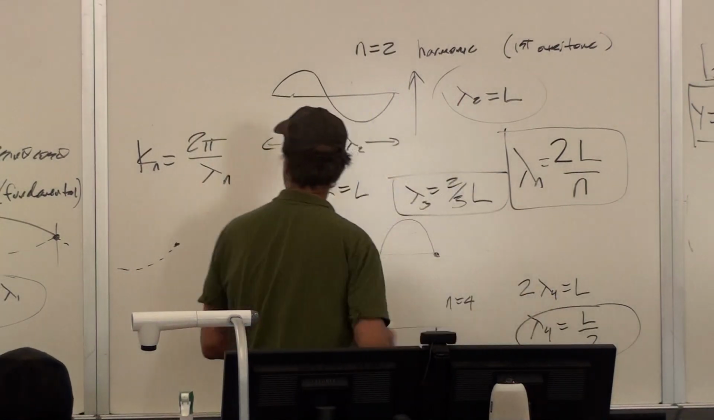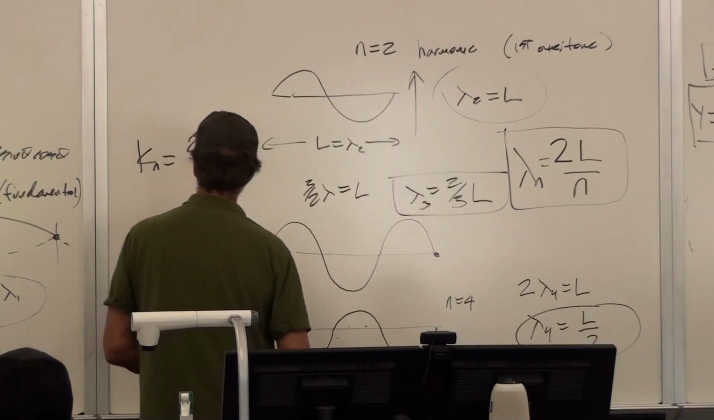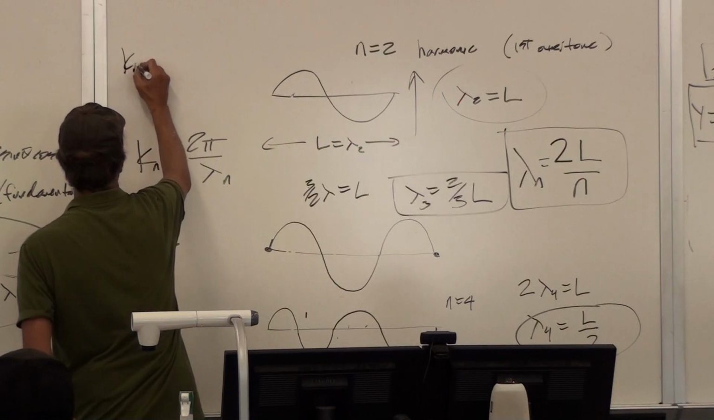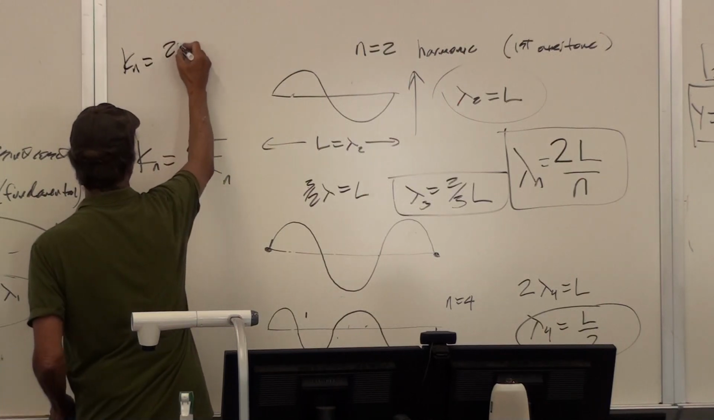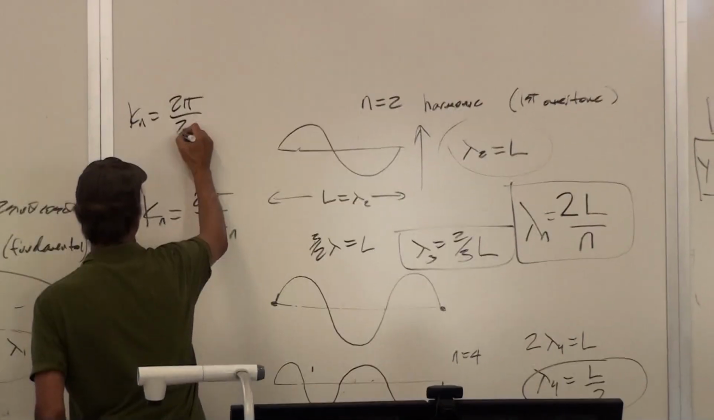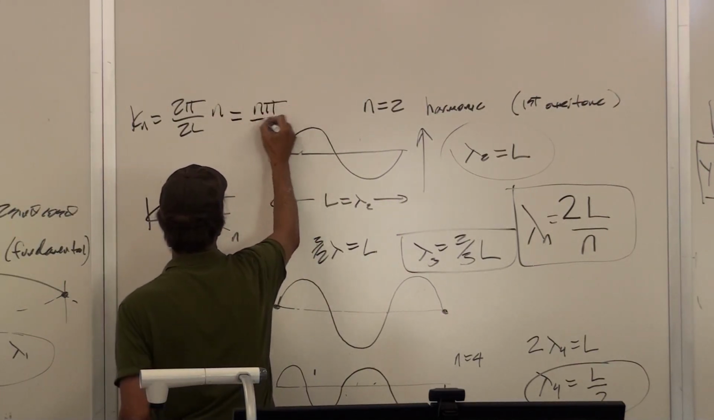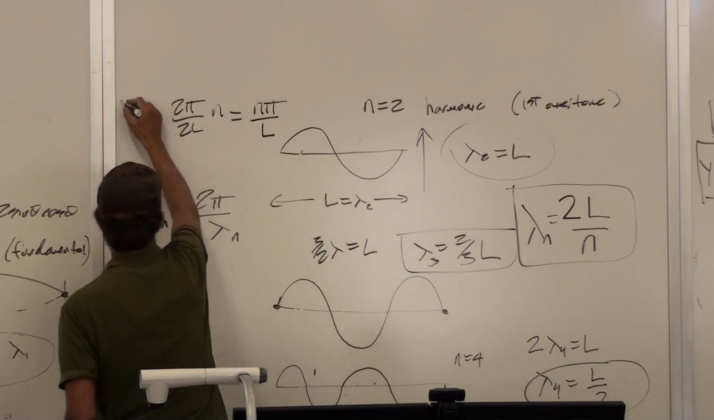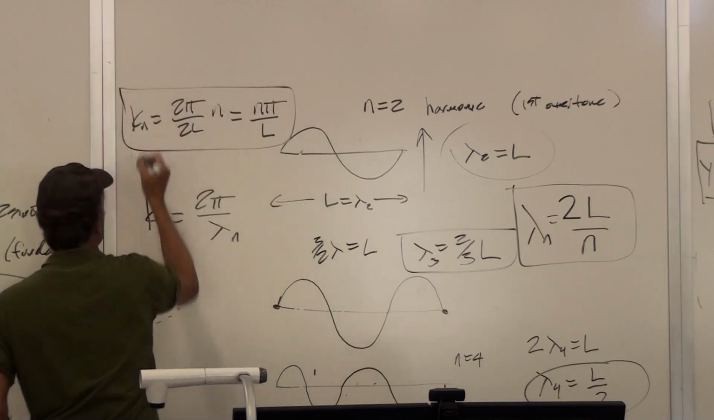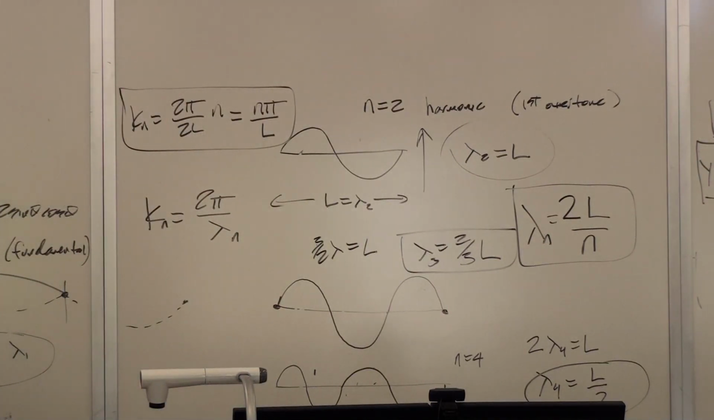Once we've got that, then we can write what k is. So k_n then is going to be 2 pi divided by 2L over n. So that's just n pi over L. So that's an expression then for our wave number for the nth harmonic.